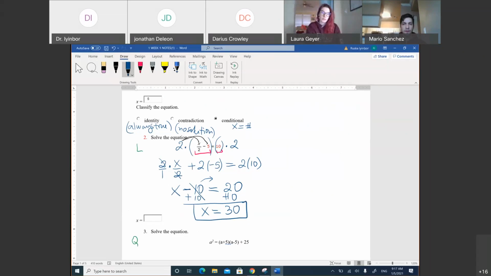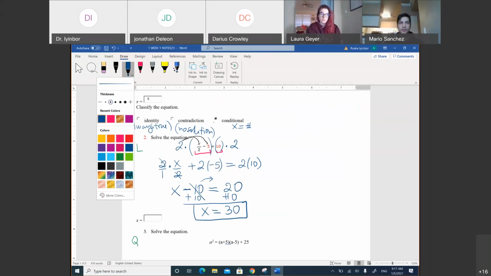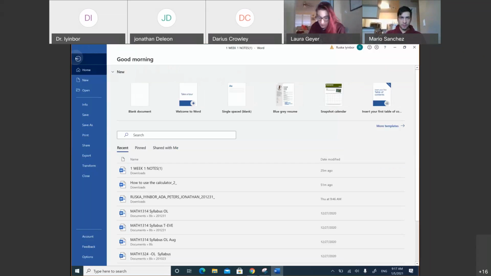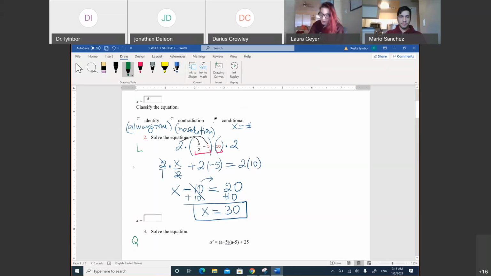Now, that's one way of doing it. Some of you were talking about the second way, where you use the fraction the way it is. So my answer is x equals 30. Let me put that first. So x equals 30. And then I'm going to show you another way. I'm going to solve the same problem using a different way, where you don't multiply by 2, you just work with the fraction.